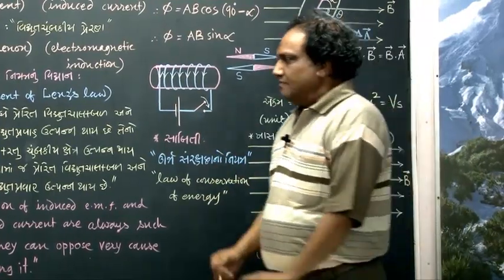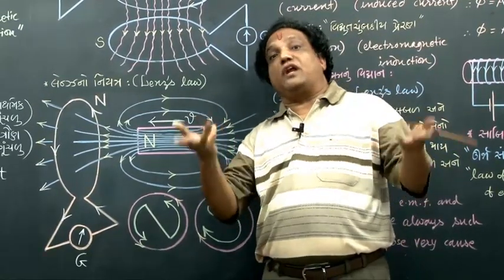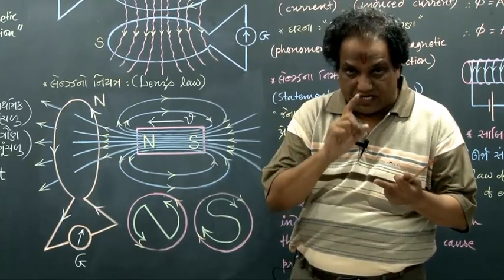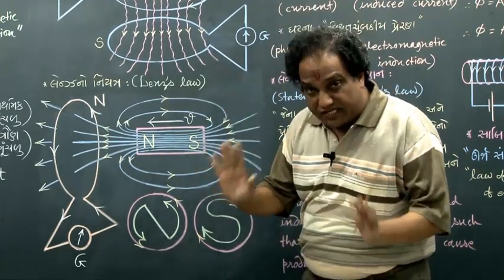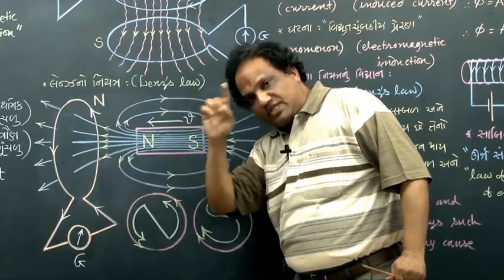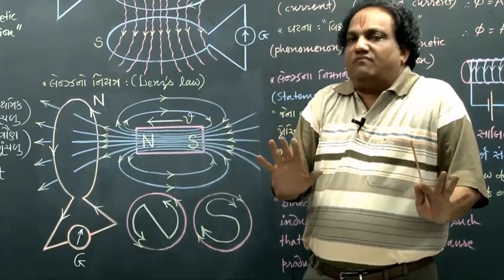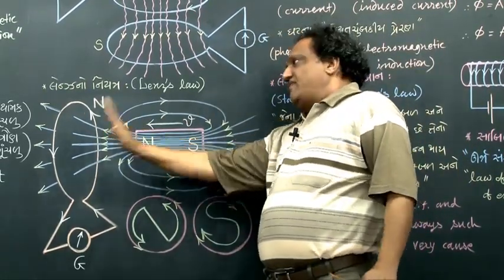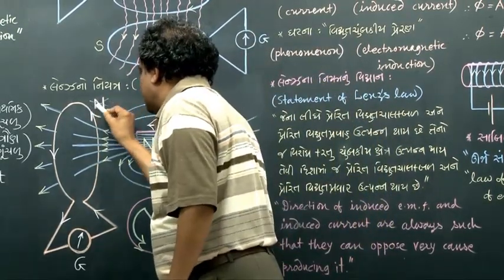How? I am showing you. Let us adopt the method of contradiction. In the method of contradiction, what do we have to do? The result opposite to the correct result is to be assumed. Here, Mr. Lenz says that this face of this current carrying coil behaves like a north pole. But we are not ready to believe it. So we will assume that in this condition, this face does not behave like a north pole, but suppose it behaves like a south pole.